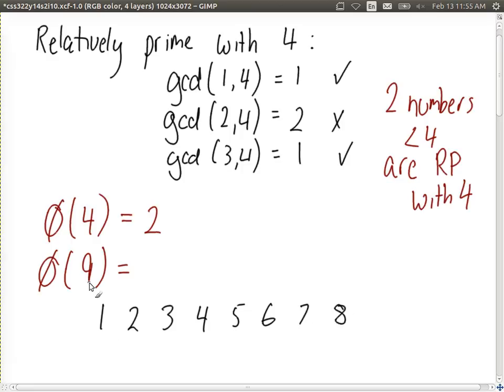Is 1 relatively prime with 9? Greatest common divisor of 1 and 9? Yes. Is 2 relatively prime with 9? Yes. 3 and 9? No, they have a divisor of 3. 4 and 9? 5 and 9? 6 and 9? They have a divisor of 3. 7 and 9? 8 and 9? What's the answer? 6. There are 6 numbers less than 9 which are relatively prime with 9.